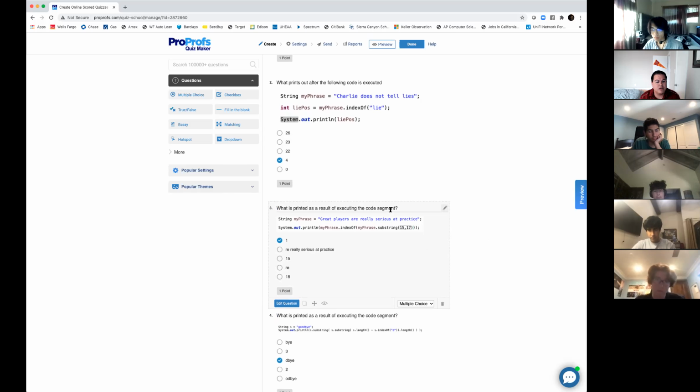What is printed as a result of executing the following code segment? We went over the process of how to do it. Remember that I showed you that you could put methods inside of parameters. So phrase.substring 15 to 17 is RE. You then need to get the index of RE. You're not finding this index, you're just finding the index of this phrase. Remember that substring spits back a string. So what is the first index of RE? 1.